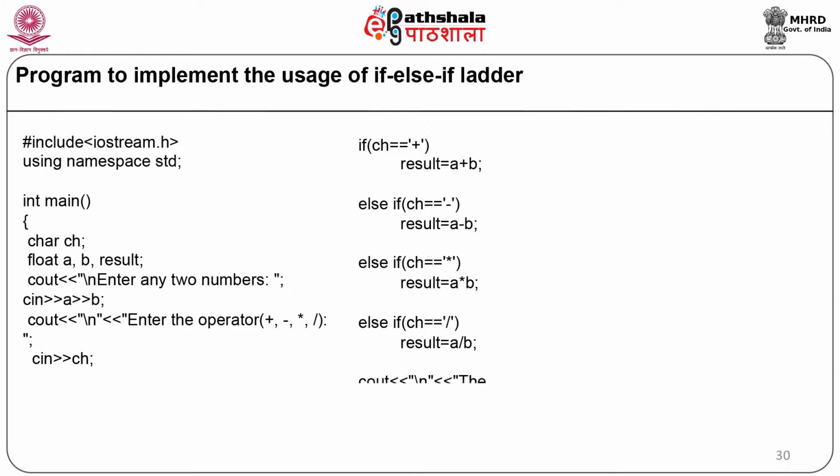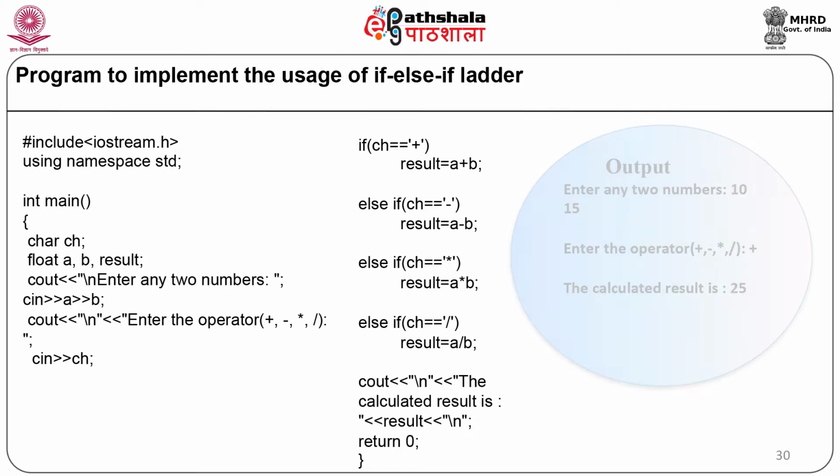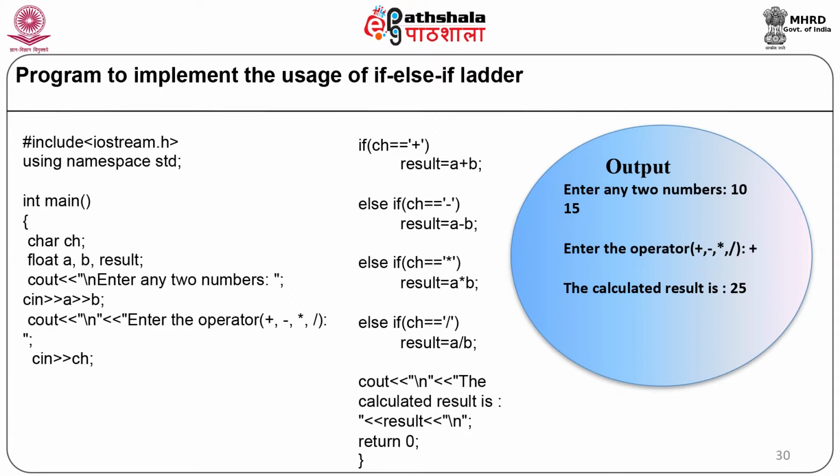And finally, outside this if-else ladder, we are displaying the message as cout, \n, the calculated result is, the value of the result, return 0 and our main program ends. When the above code is compiled and executed, it will produce the result as enter any 2 numbers. Suppose the user enters the numbers as 10 and 15. Next message that will be displayed is enter the operator plus, minus, star and slash. Suppose the user has entered the operator as plus, then the calculated result is 25, where the 2 numbers 10 and 15 are being added.